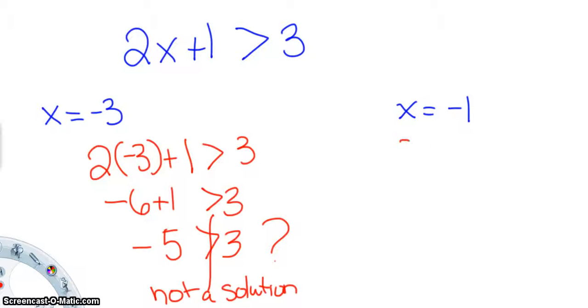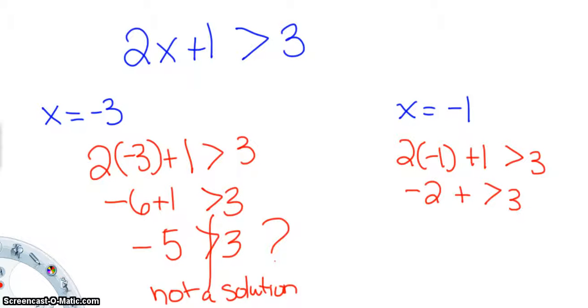Over here we say 2 times negative 1 plus 1 is greater than 3. So we substituted negative 1 into the equation up here. And we say 2 times negative 1, which gives me negative 2, plus 1 is greater than 3. Negative 2 plus 1 gives me negative 1. Is negative 1 greater than 3? No. So again, this is not a solution.